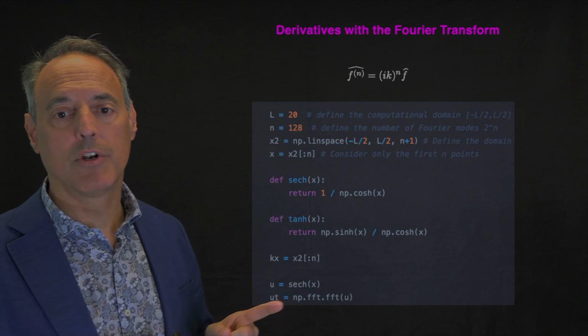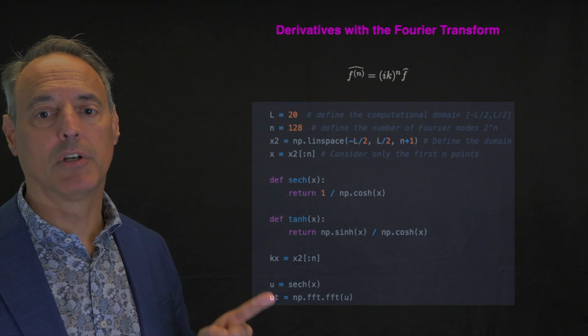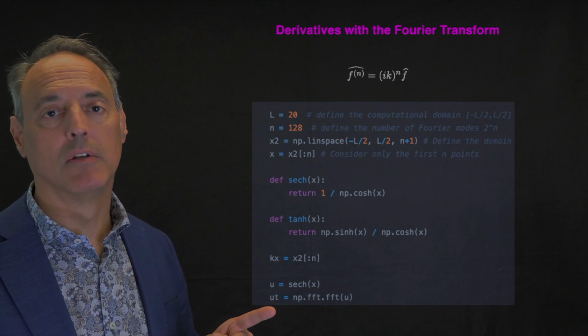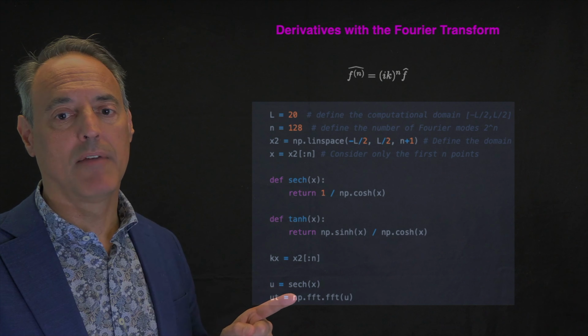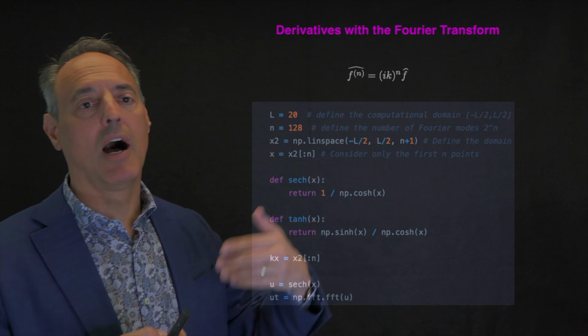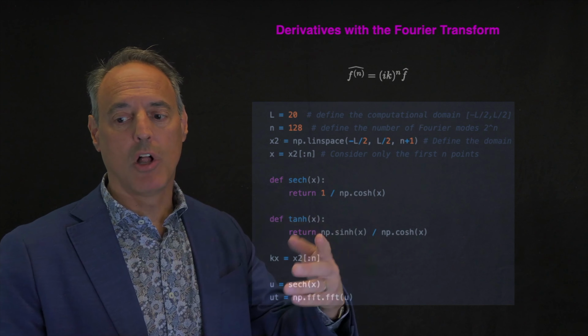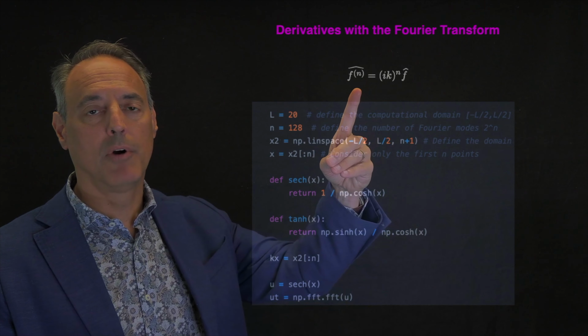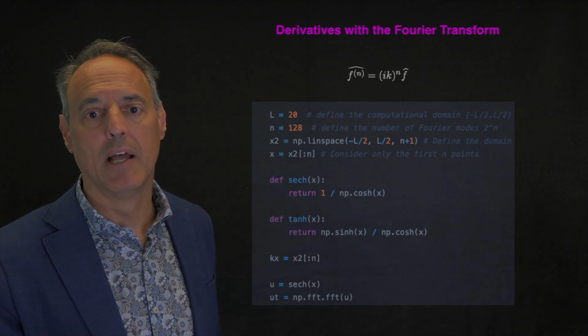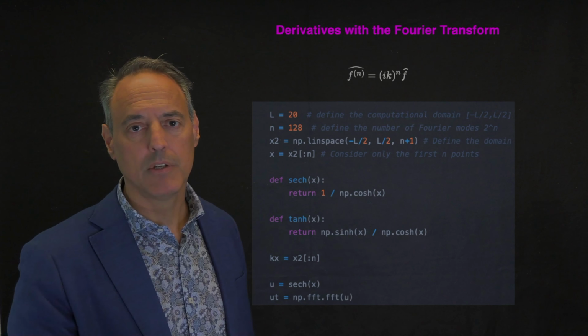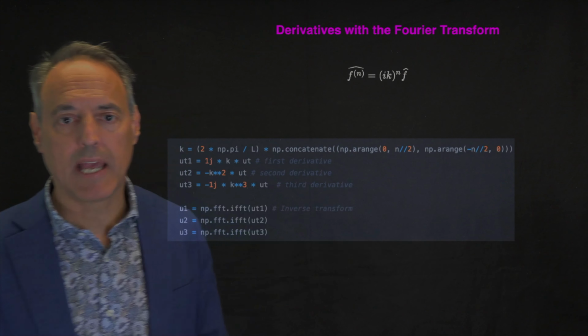And so here's what we're going to do. Here's my function, and we're going to FFT it. That's called ut. So just np.fft.fft of u. I'm now in the Fourier domain, so all I have to do is apply this formula. Once I'm in the Fourier domain, all I have to do is multiply by ik. Okay, so how do I define k?